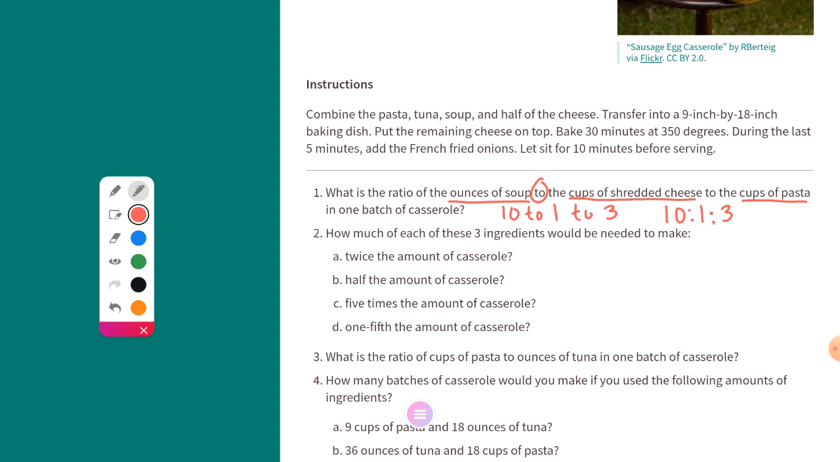Okay? So, number 2, how much of these 3 ingredients would be needed to make twice the amount of casserole? So, I'm going to start with this 10 to 1 to 3, because that's what the 3 ingredients we're talking about. How much would I need to make twice the casserole? What would I need to do to each of those numbers, Jake? To make twice the casserole. Double it. So what would my new ratio be? 20 to 2 to 6. Good job.